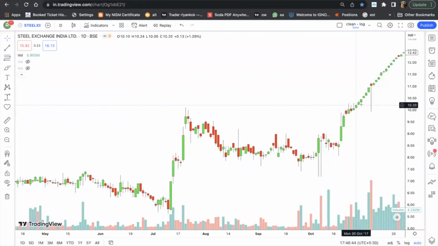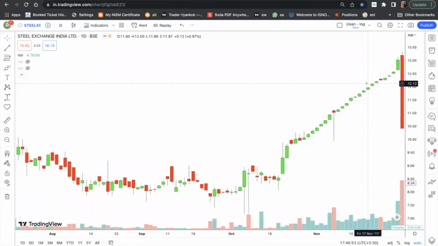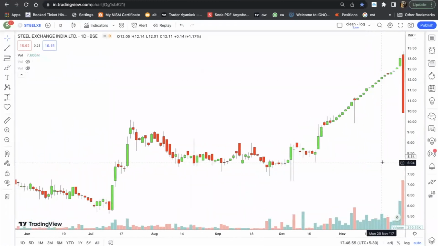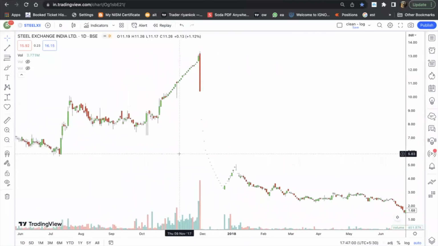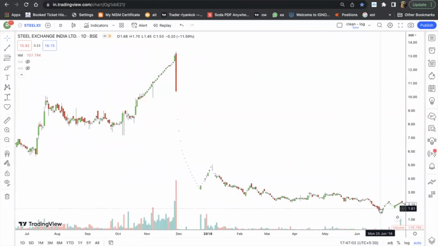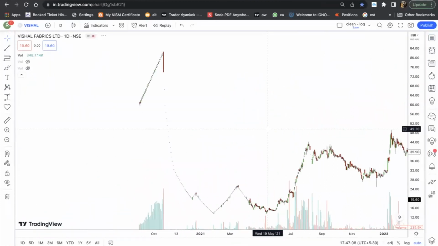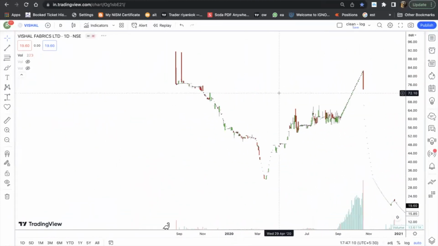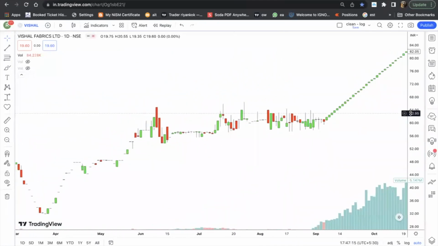So once again, the staircase pattern started being formed. Every day the stock was going up, 1, 2, 3, very, very small candles being formed, looking like a staircase. And once the dump starts, direct 20% lower circuit and continuous lower circuits till almost close to 20 rupees or 10 rupees something. Okay, considering the 1:10 split. So one more example was Vishal Fabrics, which was once again in 2019. Once again, you can very, very clearly see this, you will identify this pattern the moment you see it now.